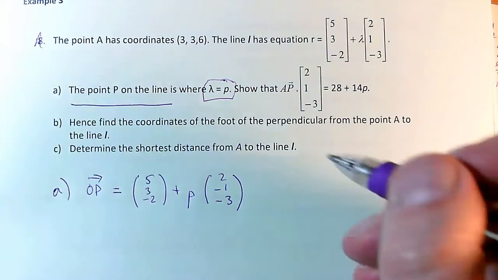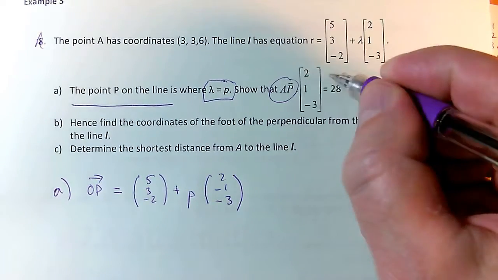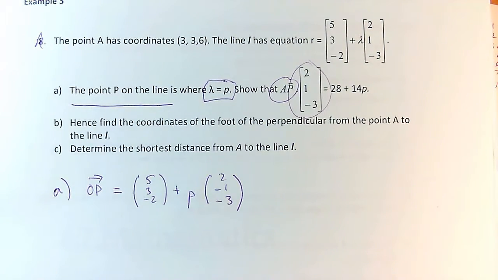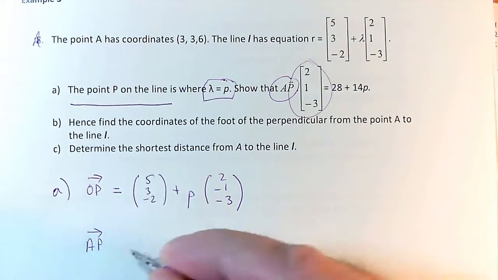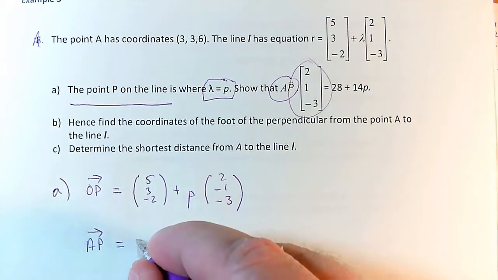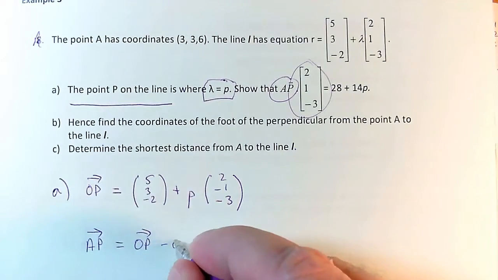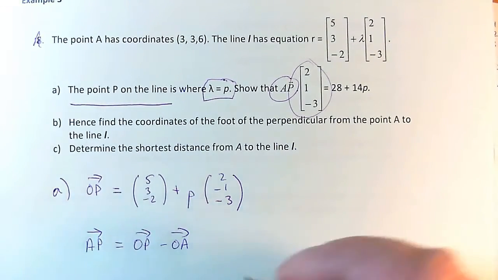So now what do I have to do? I've got to do something with AP, and I've got to dot that with (2, 1, minus 3). And at this point, I don't have to worry about why they're telling me to do this. Later on, I'll have to actually suss out what's going on. But AP, okay, AP is mentioned. How do I get AP? Well, my recipe says that it's OP minus OA. Oh, look, I've just done OP, so I knew that would come in handy.